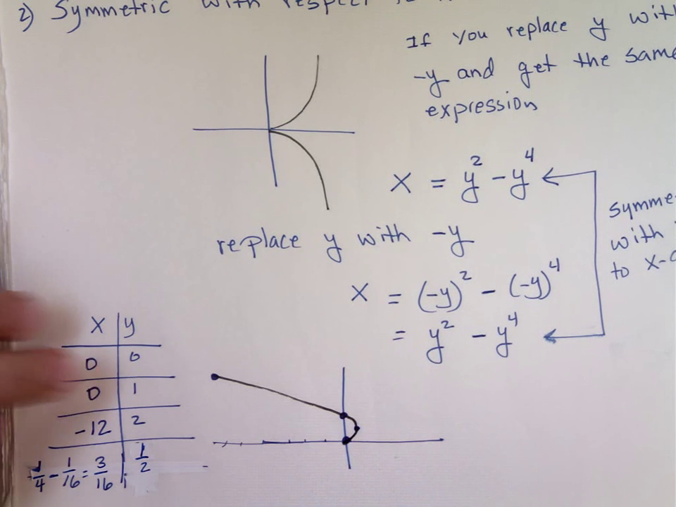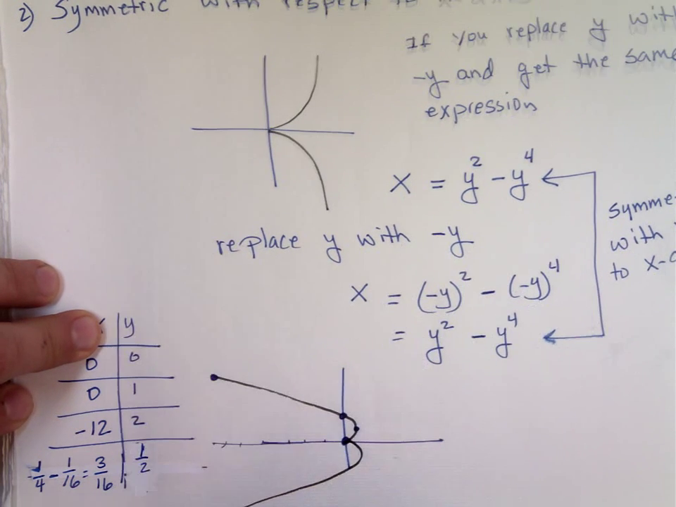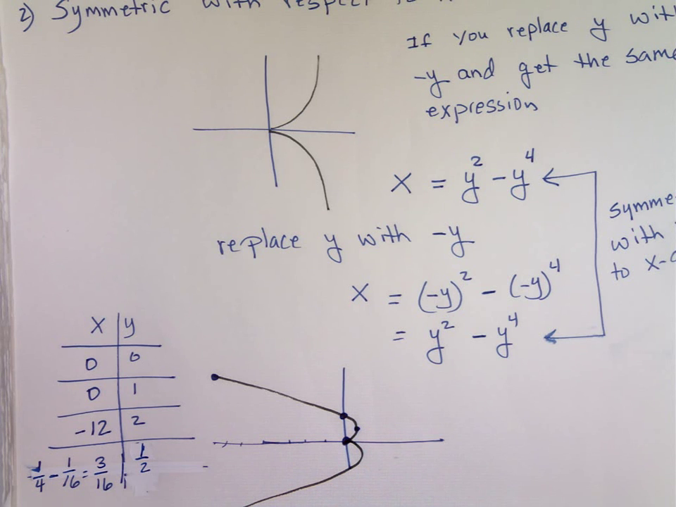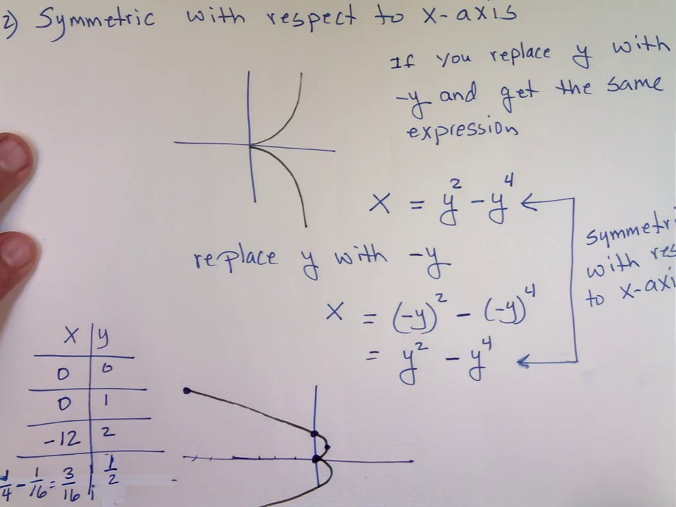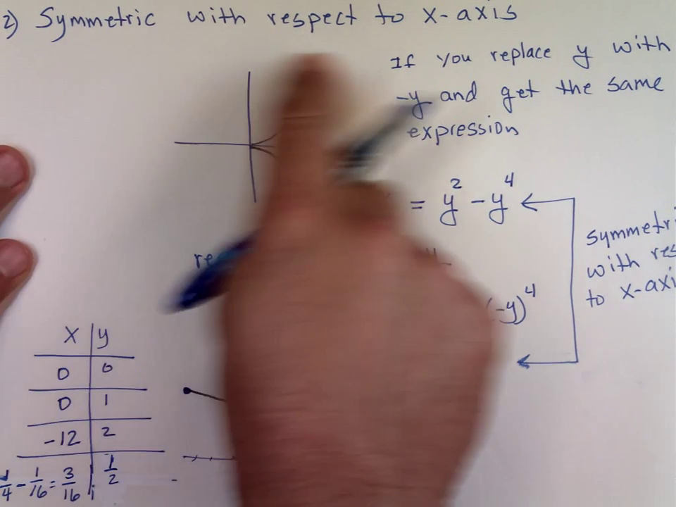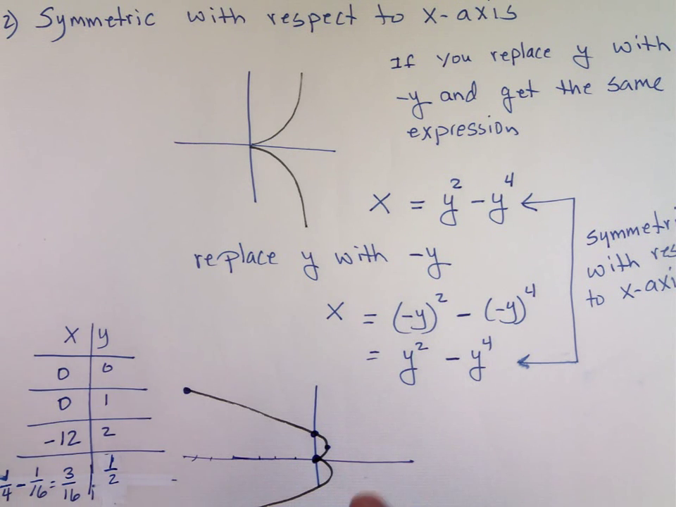Since I know the graph is symmetric with respect to the x-axis, what's the other half going to look like? A McDonald's sign, somebody tipped it sideways. And that's not a function. So that's how you know, well, it's not a function, if the expression is symmetric with respect to the x-axis.